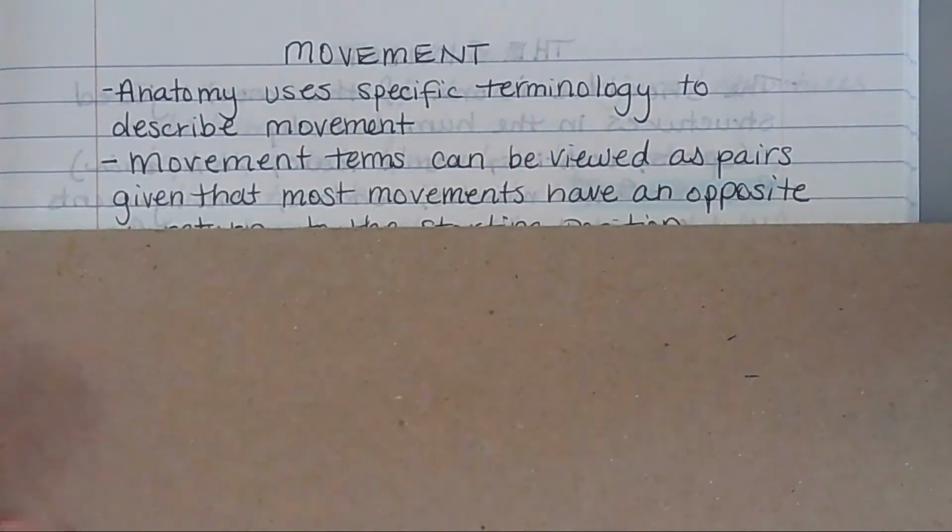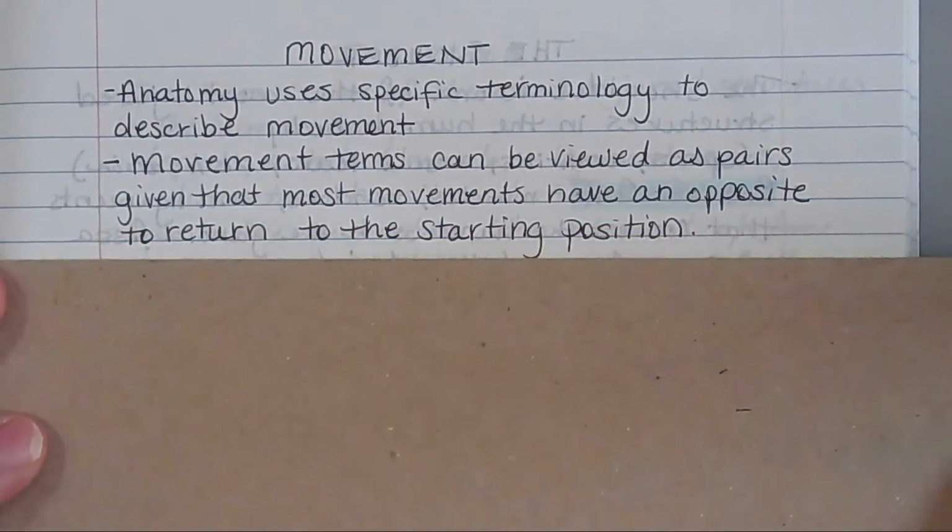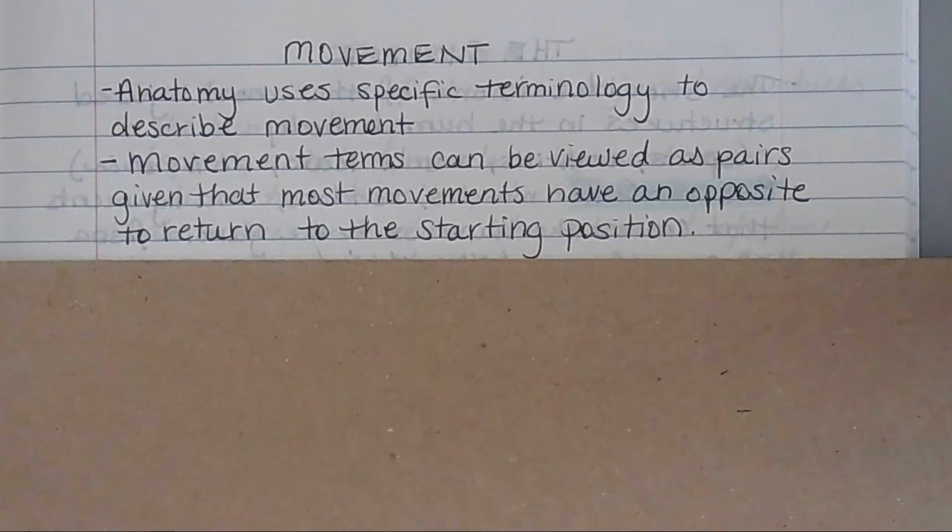Given that the movements come in these opposite pairs, if you know one of the terms, like flexion, you should know the other one, extension. There's going to be an opposite to those, so you can return back to the starting position. Again, we're assuming anatomical position is the starting position.